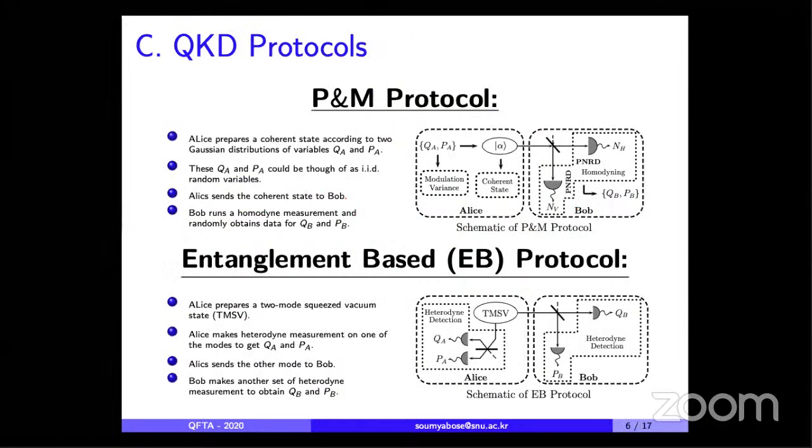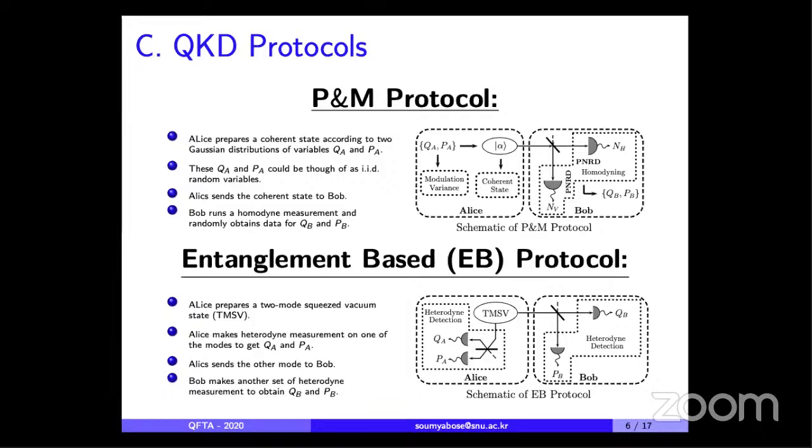Now comes the actual part, CV QKD protocols. First is the prepare and measure protocol. From the name, it is very evident that Alice prepares some coherent state alpha. She sends it to Bob. Bob makes some measurement, gets the outcome of the quadrature measurements. Then they tally the result and go for the process I talked about earlier, and finally obtain the key.